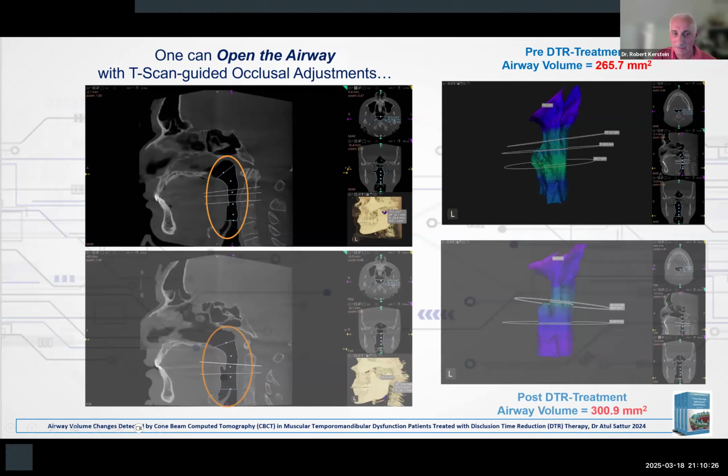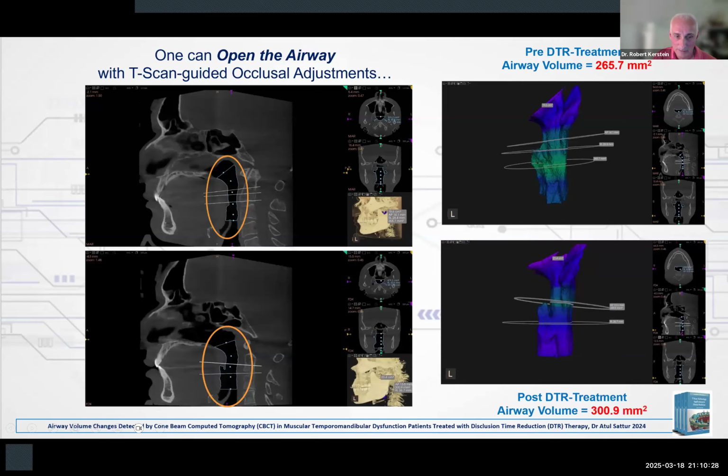30 days later, look at the airway. It's much wider. It grew a section. It's all dark blue with a very small area of green, and it gained 50 square millimeters of airway volume. The beauty of this is it isn't an appliance-based thing. If you give someone a snore guard and it opens their airway, as soon as they take it out, their airway collapses back to the shape it was. This is not with an orthotic. This is by changing the occlusion.